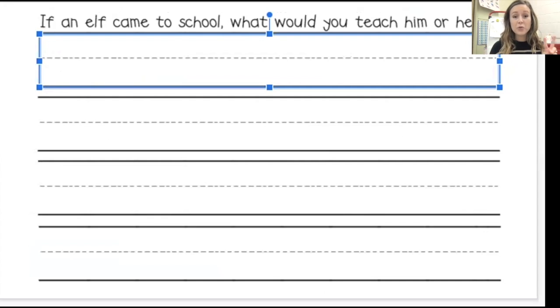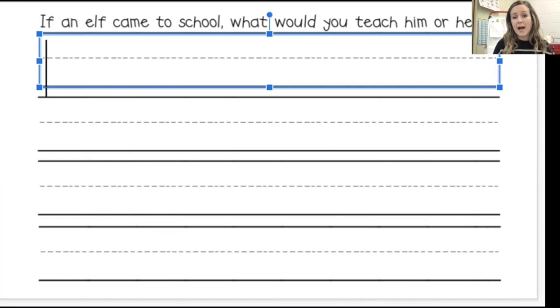Now that you know the two ways that you can use sight words in your own writing, let's see how we can use this in our writing assignment today. If an elf came to school, what would you teach him or her? Well, we already have an elf at this school, and we know that he's still in training because he doesn't know how to be safe, kind, and responsible. There's so much to teach him, but I really want to make sure he's safe. So I would teach the elf how to be safe.